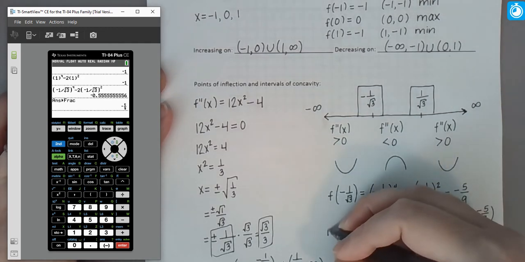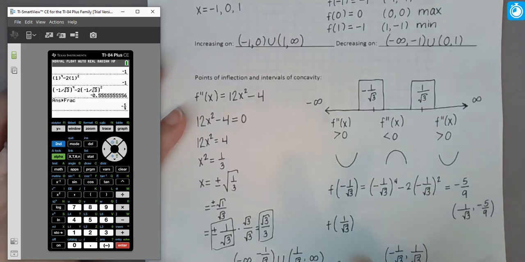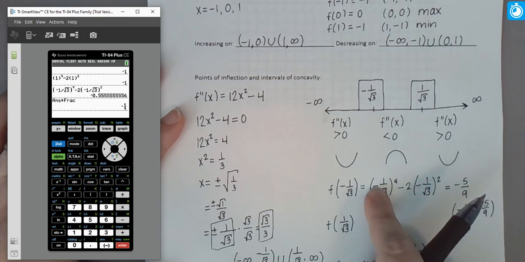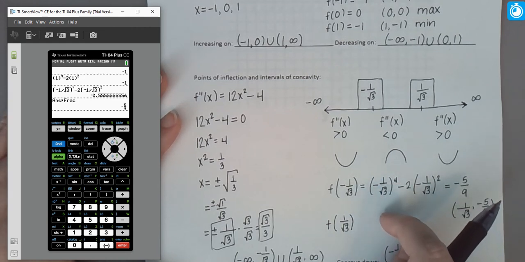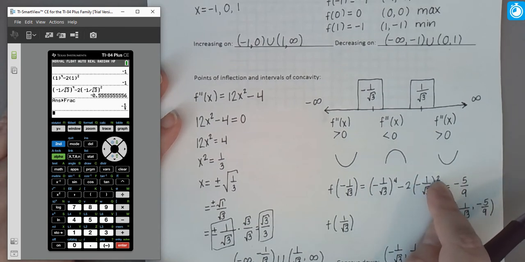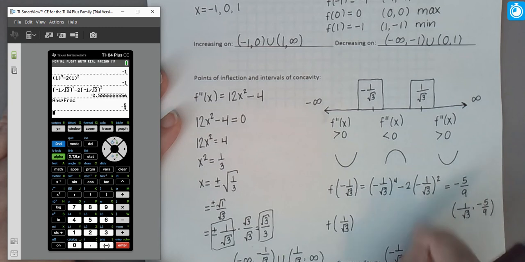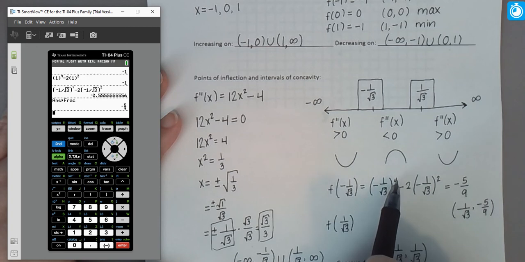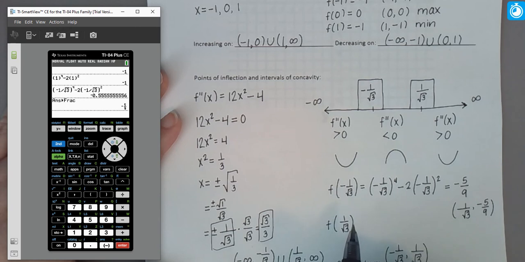Okay, now what about evaluation with positive 1 over root 3? Well, before I plug it in, let's think back to what happened here. What happened to the negative? If I raise a negative to the 4th power, what's going to happen? Well, it's going to go positive. Anytime we take a negative and raise it to an even power, the result is a positive number. Now, same thing here. We take a negative 1 and we square it. The result is a positive number. So the fact that this was negative 1 over root 3 didn't have any effect. It would have been the same thing if it had been positive 1 over root 3, just based on the fact that even exponents will take negatives and make them positive.